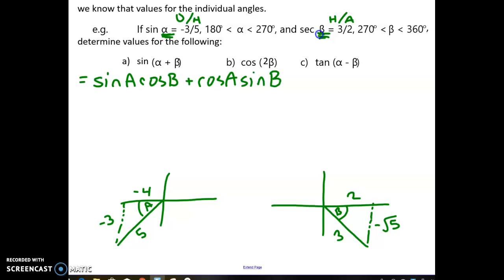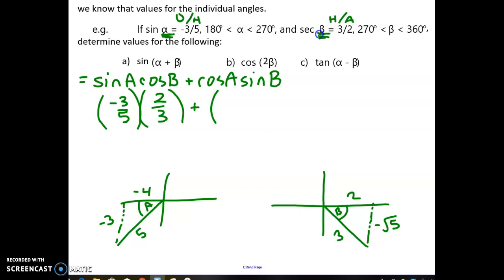So where we go with this then is we look on our triangles, and we're going to start by finding sine of angle A. So I look on triangle A, sine is opposite over hypotenuse, so sine is going to be negative 3 over 5. Again, we're just keeping our values exact. Cos B. So now I'm going to look at triangle B, and I'm finding cosine. Cosine is adjacent over hypotenuse, so that's going to be 2 over 3.